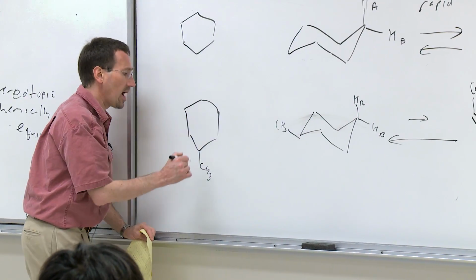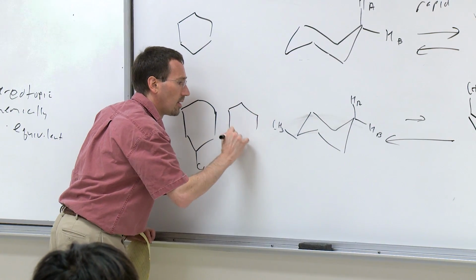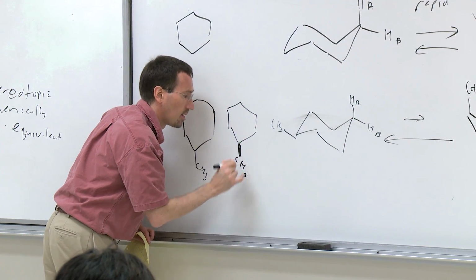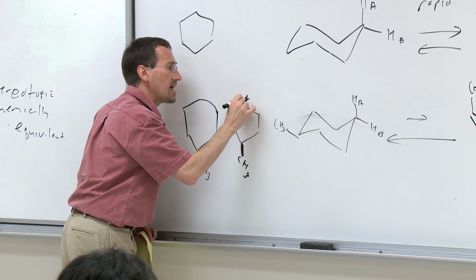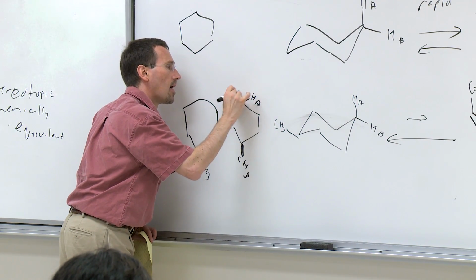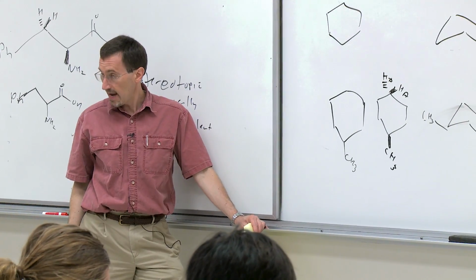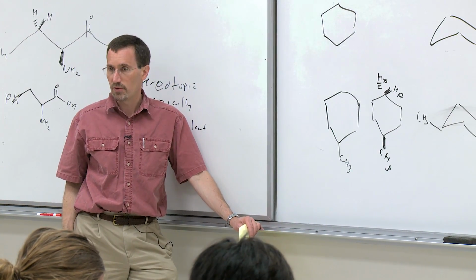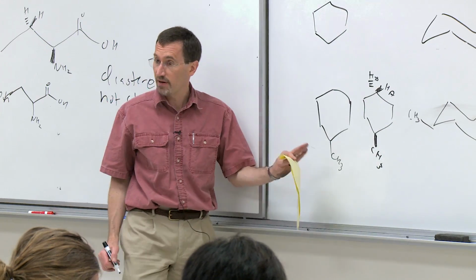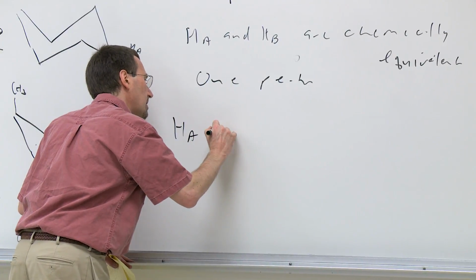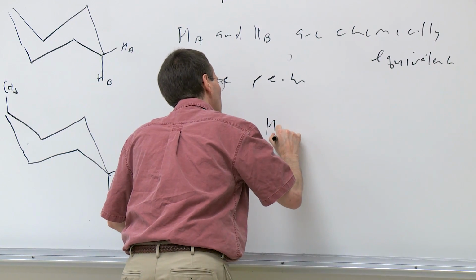Put another way, HA is cis to the methyl group. HB is trans to the methyl group. So they see different environments. HA and HB are not chemically equivalent.